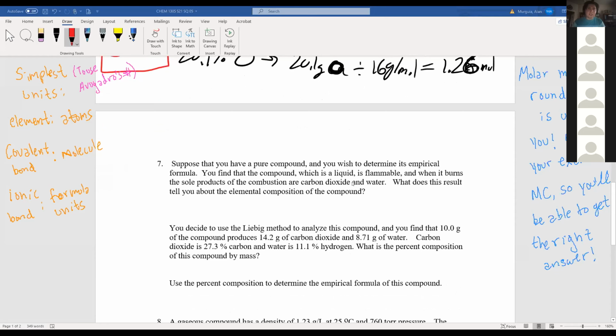So moving on to number 7 real quick here. It's telling us, suppose you have a pure compound and you wish to determine its empirical formula. You find that the compound, which is a liquid, is flammable, and when it burns the sole products of the combustion are carbon dioxide and water. What does this tell you about the composition of the compound?